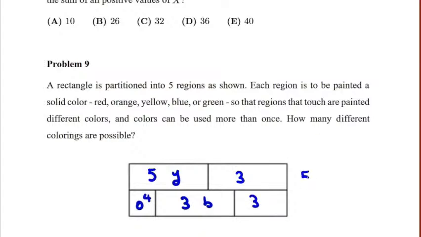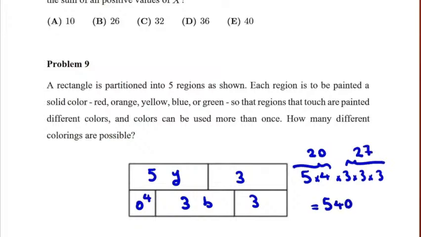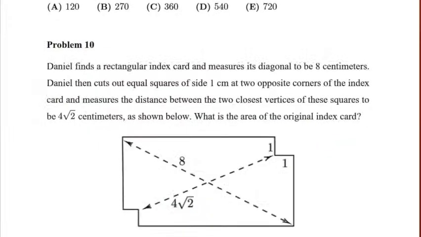So the answer is 5 times 4 times 3 times 3 times 3. 5 times 4 is 20. 3 times 3 times 3, 27. So it will be 540. Okay, and let's see the choices. The answer is D.